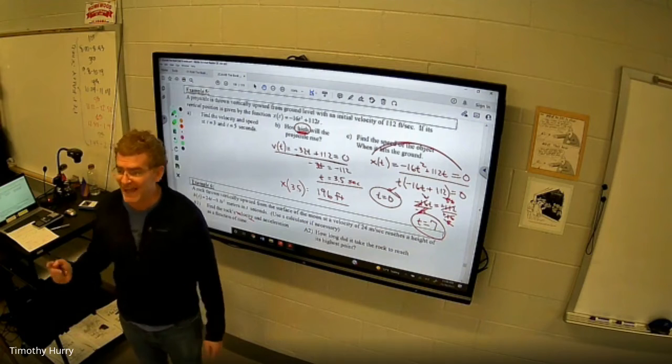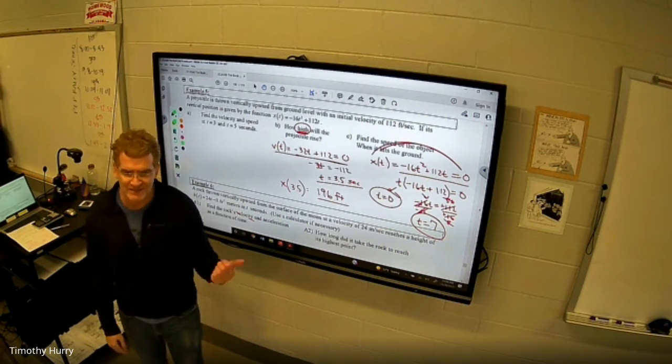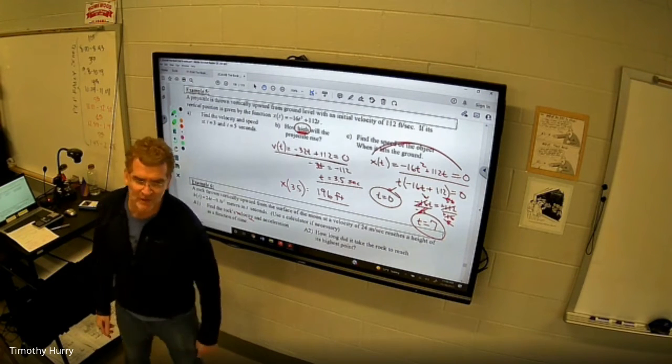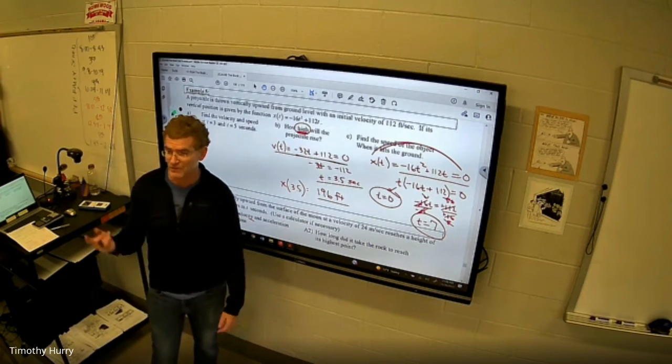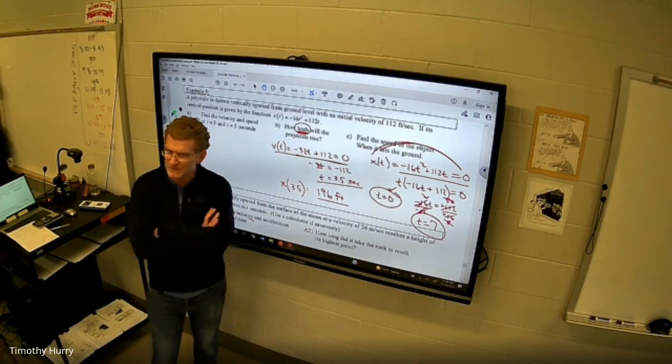So when did it actually hit the ground? It's 7 seconds. Now, there are some people in here right now that are going, well, I already knew that because it takes 3.5 seconds to reach the very top, then it's going to take 3.5 seconds to get down. Is that always true?